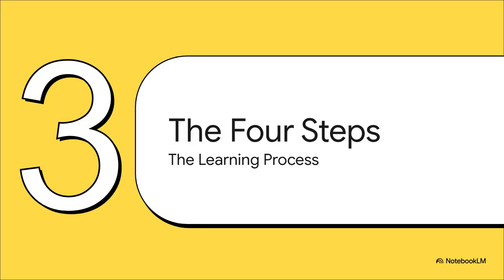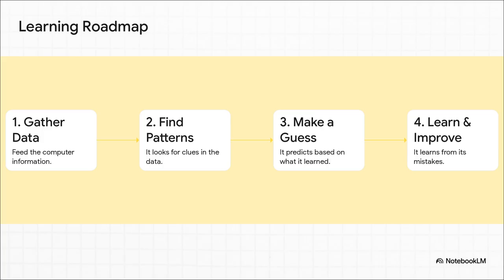Okay, so let's shift gears from the playground to the computer chip. The idea is the same, but for a computer, it's a much more structured process. It's really a 4-step cycle. Think of this as the basic recipe. Step 1, gather up a ton of data. Step 2, find the patterns inside that data. Step 3, make a guess based on those patterns. And step 4, the most important one, learn and get better. Let's dig into each one.